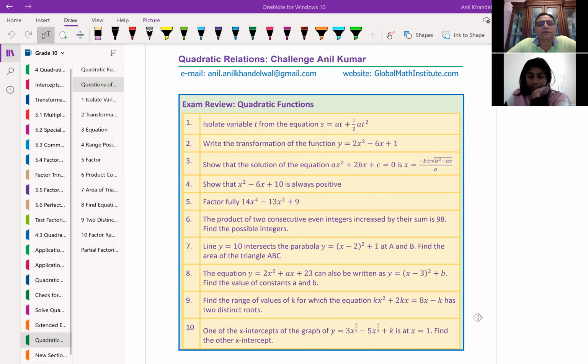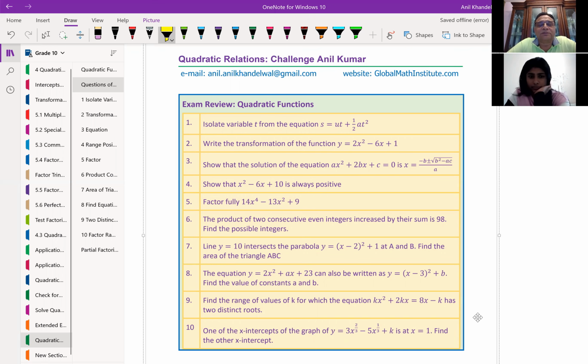The first one is to isolate the variable t from the equation s equals ut plus half at squared. This is not a very simple question because there are two t's involved in this equation, so it's going to be slightly tricky. The second one is to write the transformation of the function y equals 2x squared minus 6x plus 1. Here again, this is not given in vertex form. If you have the equation in vertex form, you can easily write down the transformation, correct?